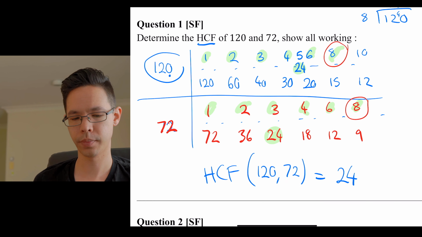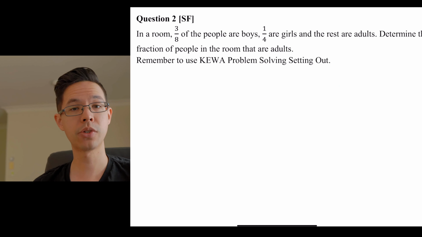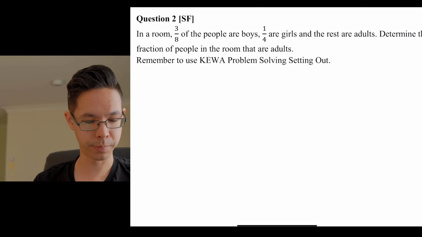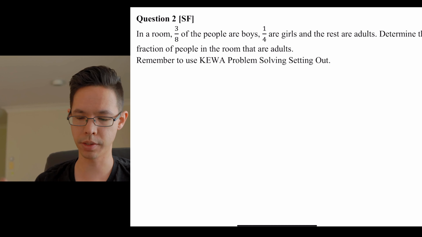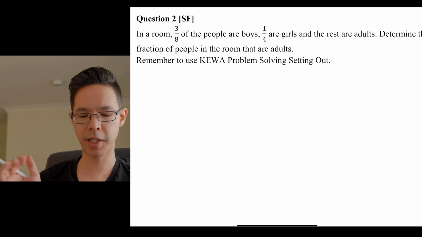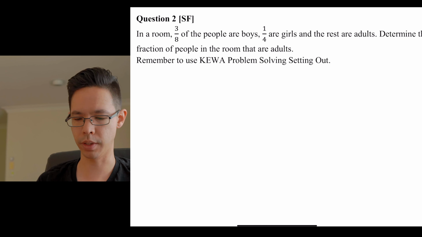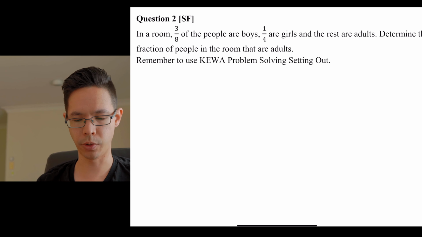All right, we're going to go to the next one. Question 2. In a room, 3/8 of the people are boys, 1/4 are girls, and the rest are adults. So it's going to be basically 3 fractions we're dealing with here. Determine the fraction of people in the room that are adults. Remember to use keyword problem solving, setting out.